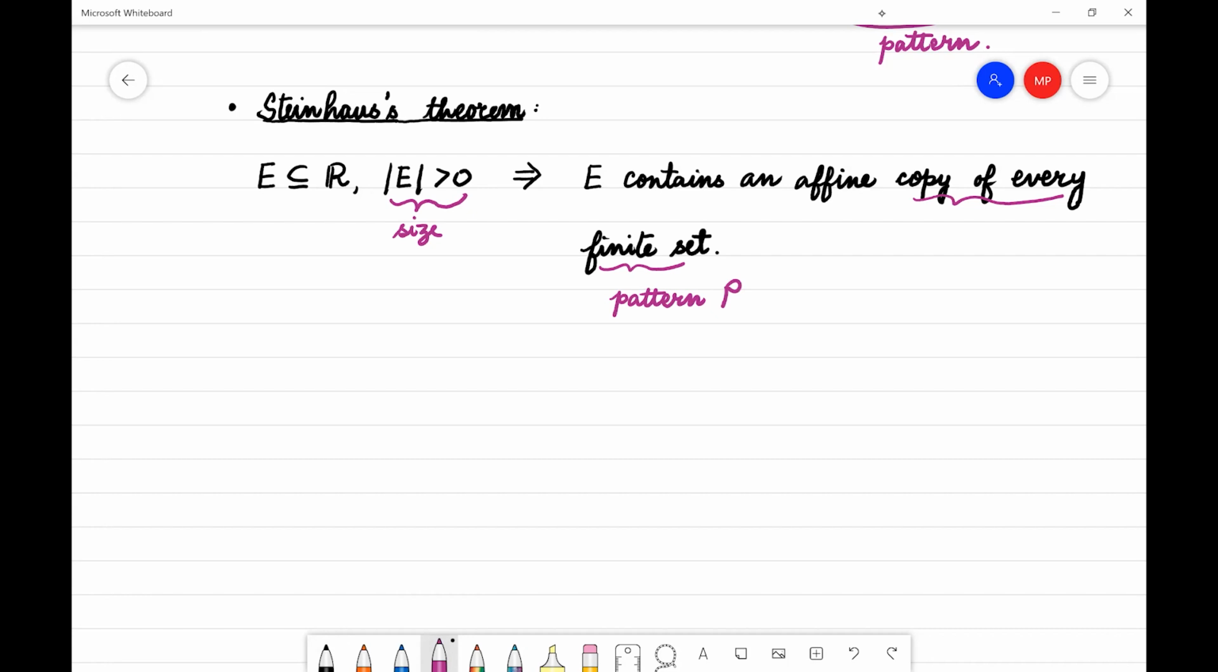Steinhaus's theorem is fairly easy to prove. Once again, for the grad students in the audience, I'll leave a hint for you to try this on your own. Use the Lebesgue density theorem.